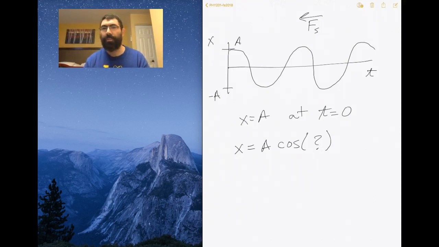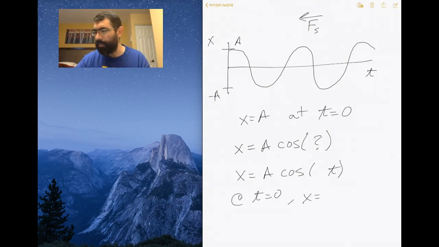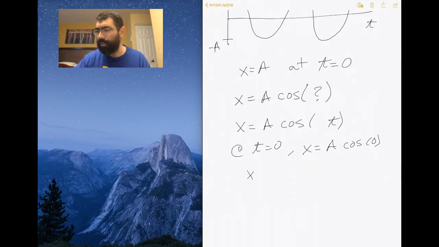Or really, it's some function of time, right? And so what we could do is write this down as x is A times the cosine times the time. If we put in for time, so t equals 0, then at t equals 0, x is equal to A cosine of 0. If you plug that into your calculator, you find out that the cosine of 0 is 1, and so x is equal to A.